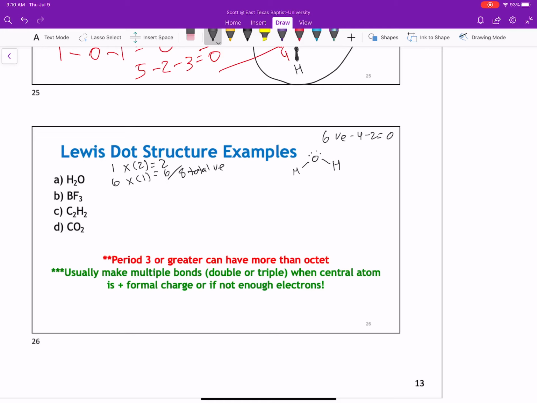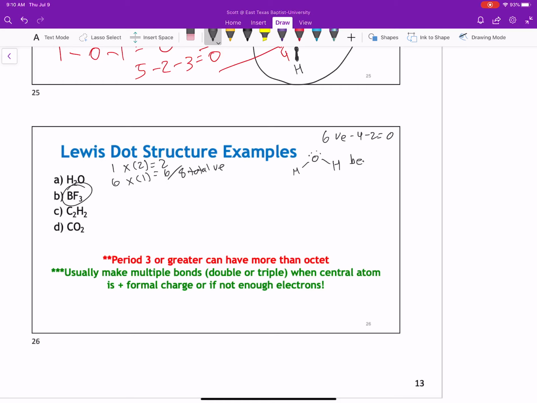BF3 is a tough example because whenever you get to group 3A in column 13 of the periodic table, the one that begins with boron and has aluminum under it, those atoms or elements tend to want 6 electrons. They're perfectly fine with 6. They're not going after an octet. So that's why I wanted to show you this example really quick.